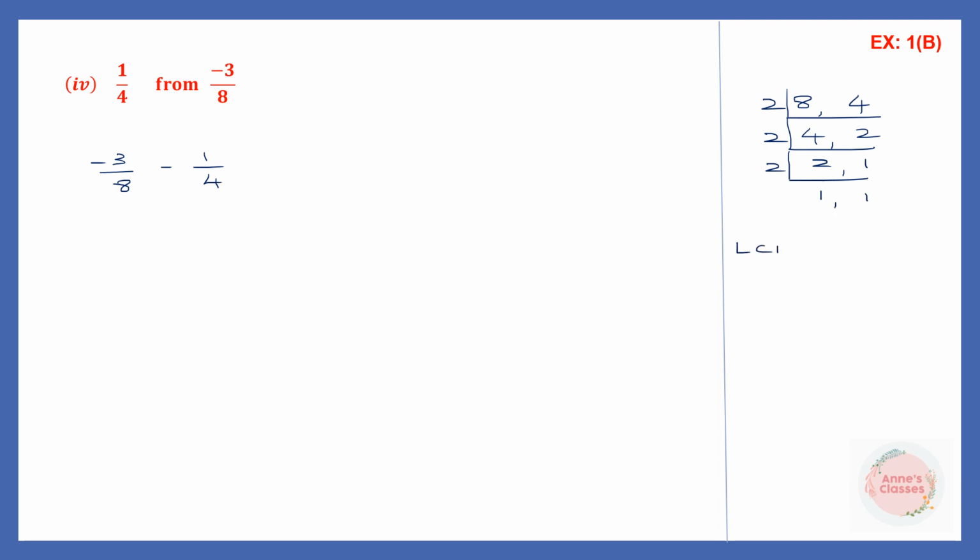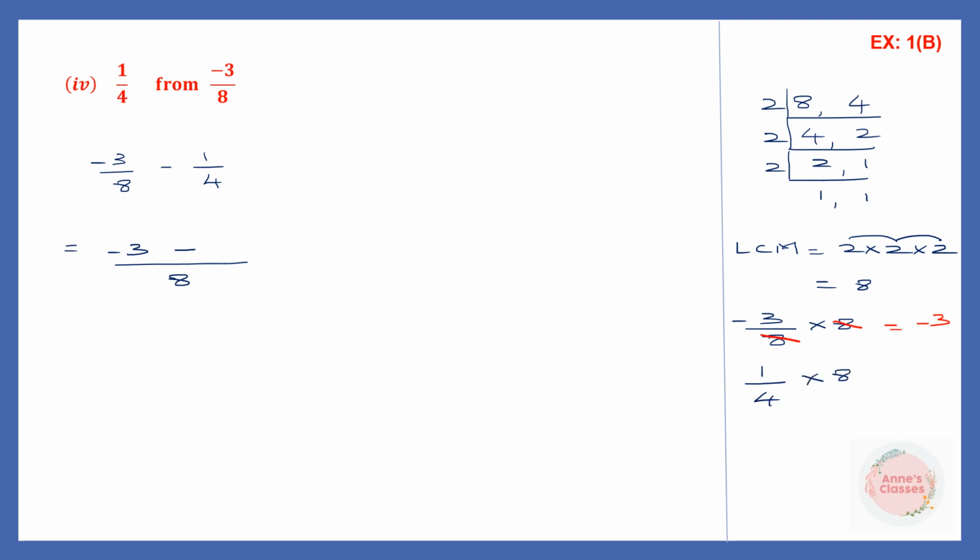So what is our LCM? Our LCM is 2 into 2 into 2. 2 2s are 4, 4 2s are 8. So let's use that as the common denominator, 8. Take the first rational number minus 3 by 8 multiplied by the LCM 8. Cancel. So what is left is minus 3. So we can use that minus 3 minus, take the second rational number 1 by 4 into the LCM 8.